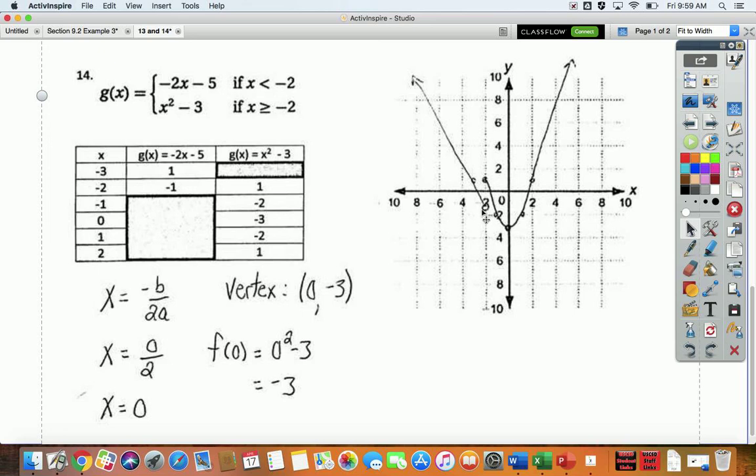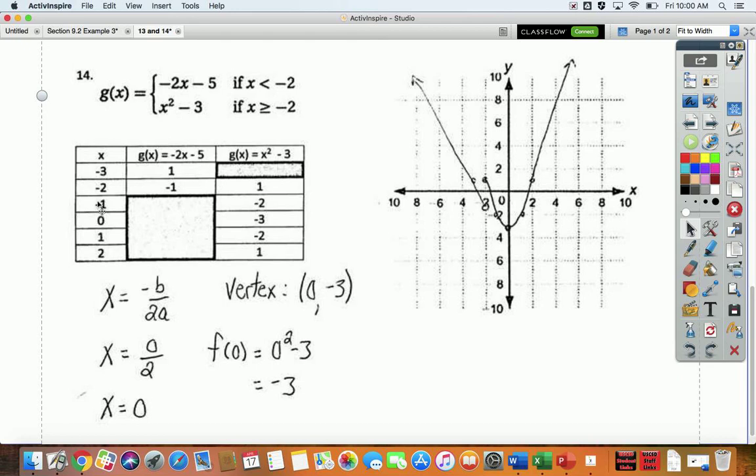I plotted the 2 points. Again, remember, we want to use the open circle for (-2, 1), because that ordered pair was not part of the domain. However, I wanted to make sure I got any values of x smaller than -2 included.